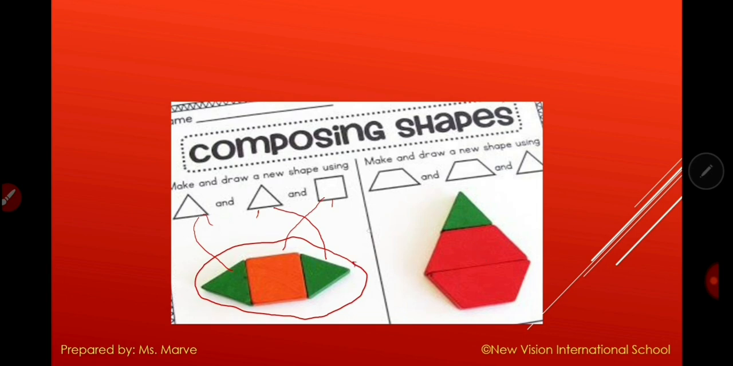We have a trapezoid and two trapezoids and one triangle. The result is this shape. You can trace it so you can see clearly the different smaller shapes.